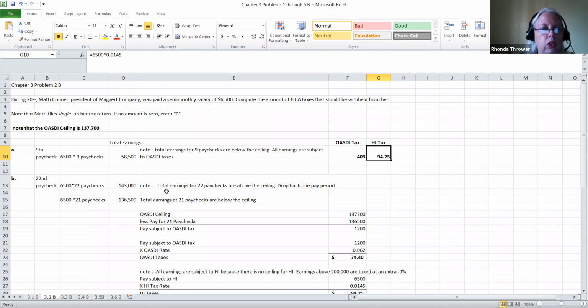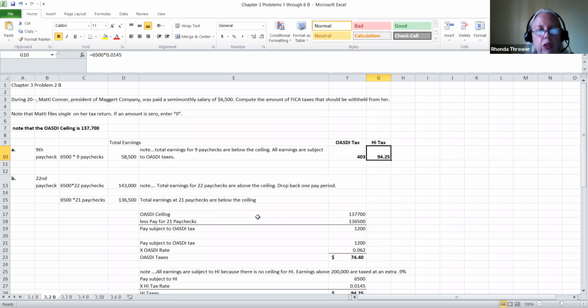So what you have to do is drop back one pay period, and I've done this here. I've multiplied 6,500 by 21 paychecks to get $136,500. The last time they were paid, their total annual earnings was below the base. But before we can pay them this time, we have to see if all of the $6,500 is taxable, which in this case it's not.